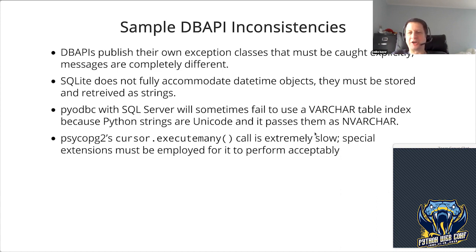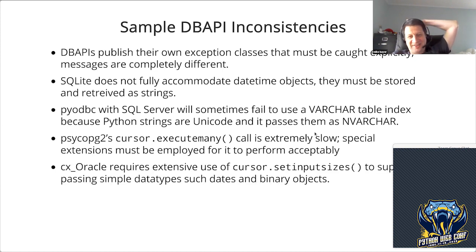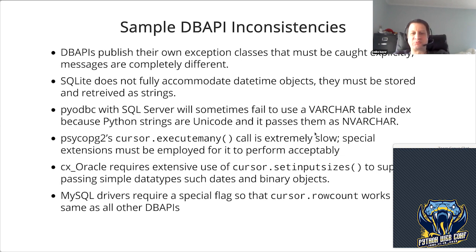Psycopg2's executemany is slow, and there are some special steps to make it faster. You just wouldn't know this if you're just coding to the DB API in an agnostic way. Ain't it fun? Yeah. cx_Oracle is totally crazy. You have to do so many things to make it act normally. It's just nuts. I didn't want to get into it. MySQL drivers, rowcount is different on MySQL, and the people who work with MySQL probably know this. There are special flags to change it. This is not important for anything. It's just to show how there are all kinds of silly details that are going to be different with different database APIs.